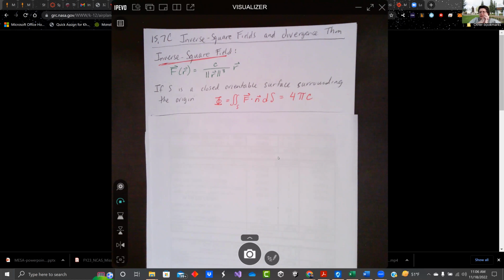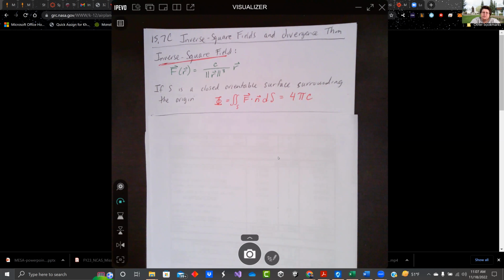We're in Calculus 3. We're using Anton's 11th edition book. For Calculus, this is the Divergence Theorem. We are looking at the Divergence Theorem and how it applies to the inverse square fields that we've been talking about. As you recall, the inverse square fields are some constant divided by the magnitude of r cubed times r.